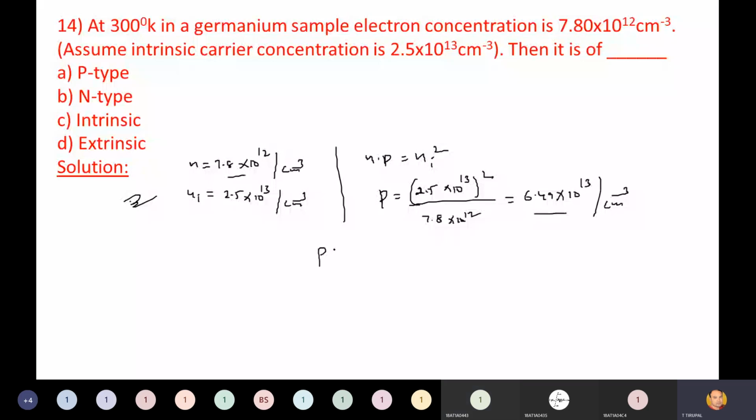P is greater than N means what type of semiconductor? It's a P type semiconductor. So answer A. It's a P type semiconductor. You should do the problems like this.